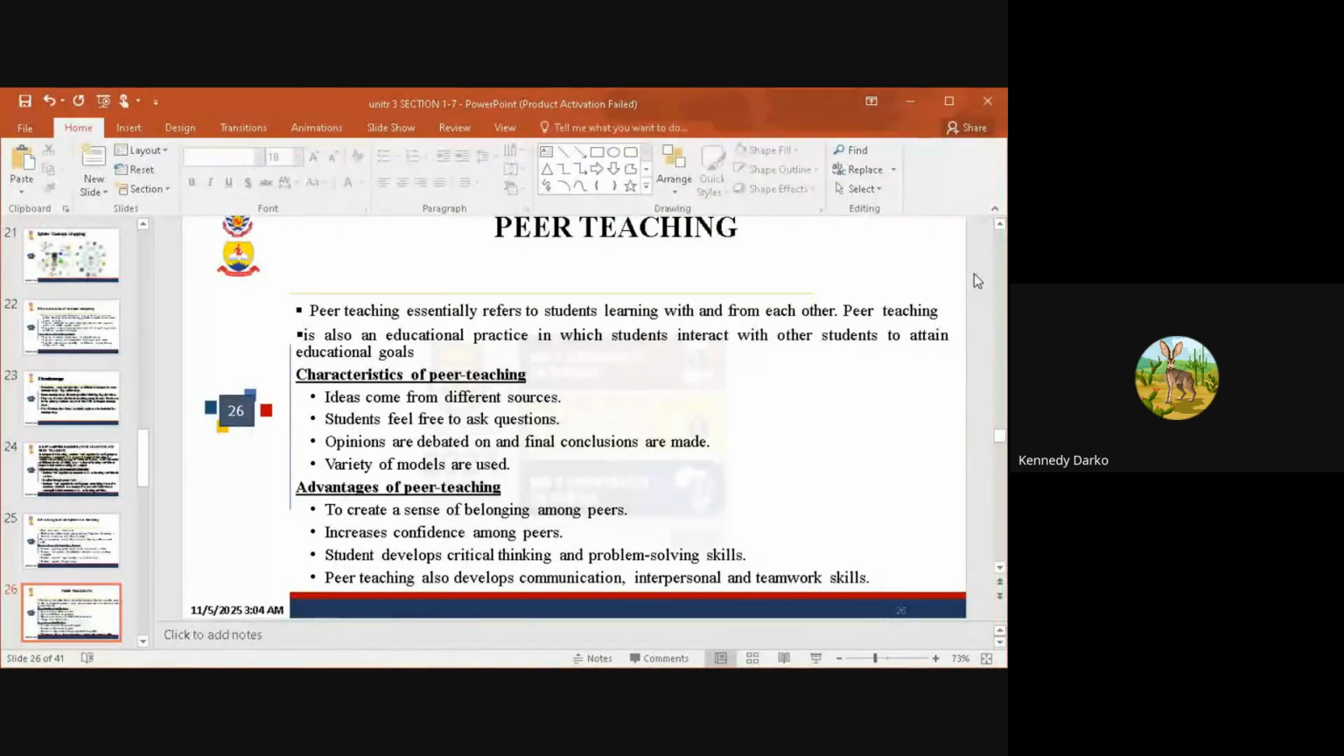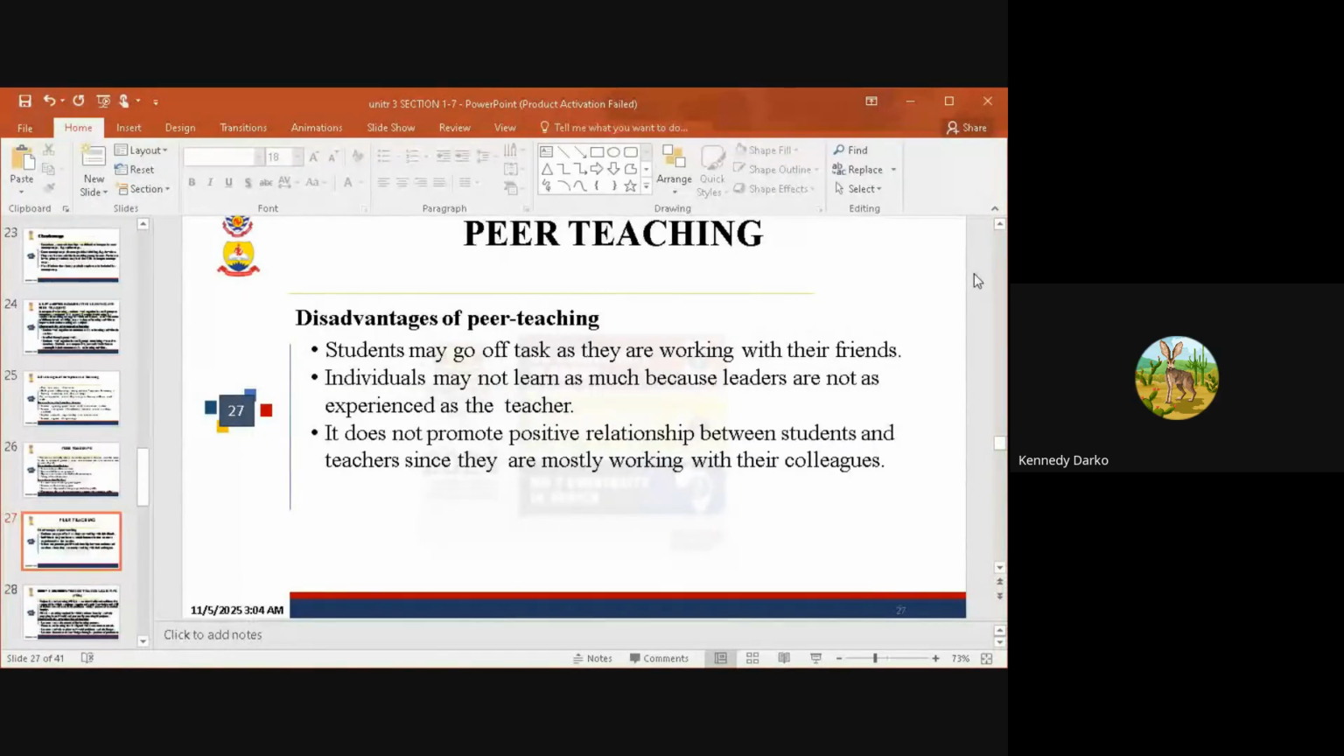Students develop critical thinking and problem-solving skills. Peer teaching also develops communication, interpersonal and teamwork skills. So that is the advantages of peer teaching.